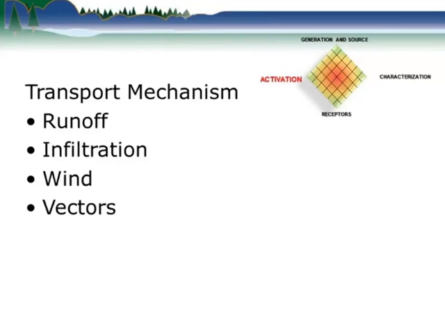So the mechanisms that we see primarily are going to be runoff, which is affecting surface waters and land surfaces. Infiltration, which is going for the groundwater, that's going to be that receptor. Wind, which is more of an aesthetic thing, even though we've got concerns with dust and the transmission of viruses. And then vectors.